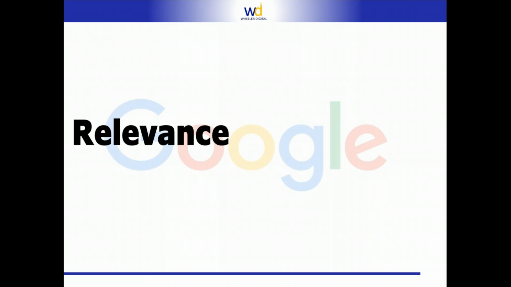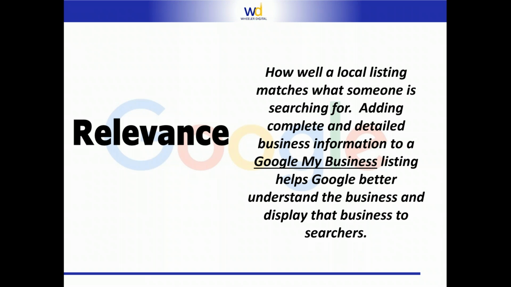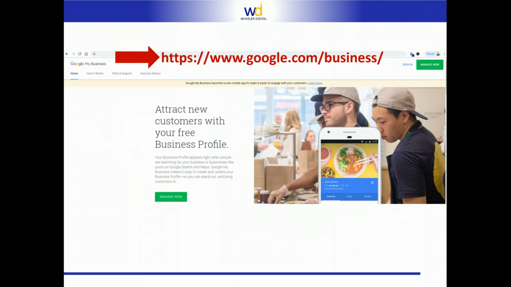Let's hop right into relevance, that first bucket of what Google is using in their algorithm. And relevance is how well a local listing matches what someone is searching for. Adding complete and detailed business information to your Google My Business listing will help Google to better understand the business and match that business, your business, to relevant searches that are being made in your area. So let's talk more about relevance.